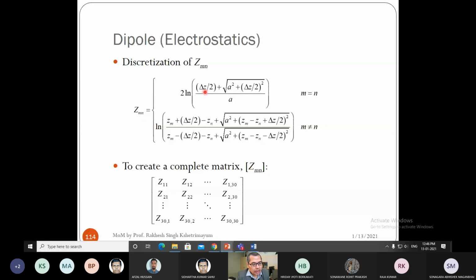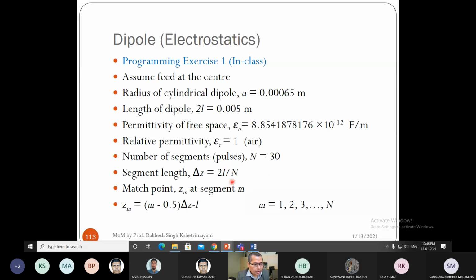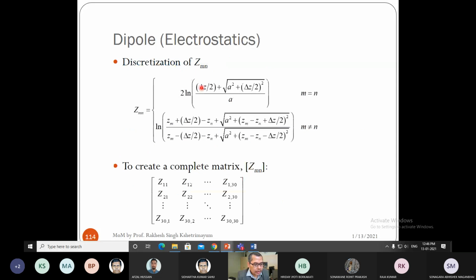What is delta Z? That's the size of the segment, that is 2L divided by capital N. You know what delta Z is. What is the radius of the cylinder? You know it. And what are Zm and Zn? The locations of the source and observation points. You know it. From there you fill up this Z matrix.